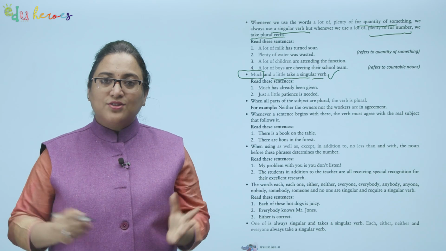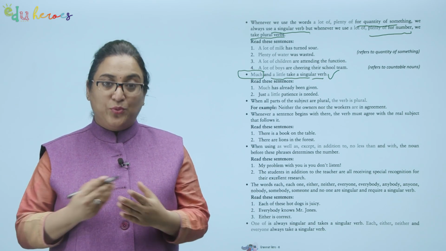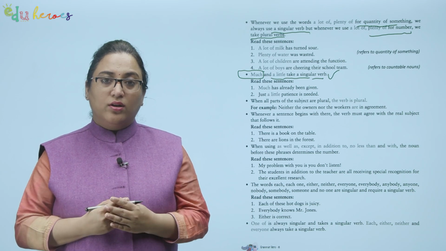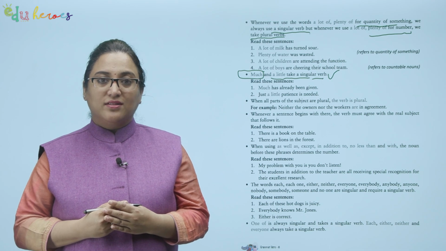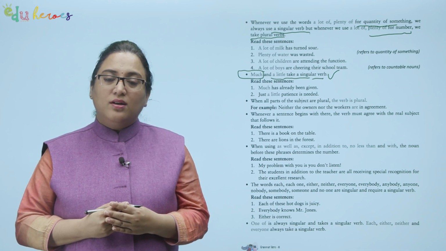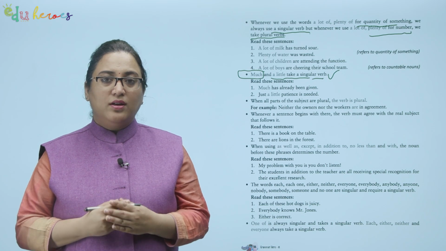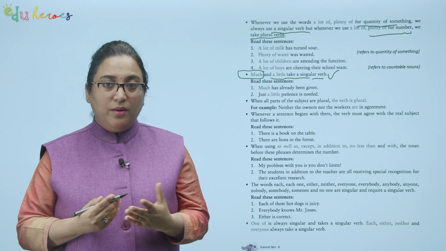When all parts of the subject are plural, the verb is obviously plural. For example, neither the owners nor the workers are in agreement. Here, owners and workers are the subject, that is plural. Therefore, we have used the plural verb, are.